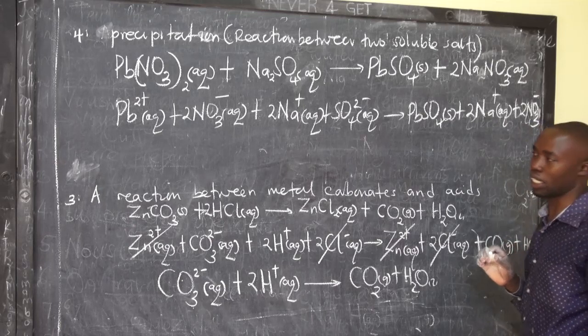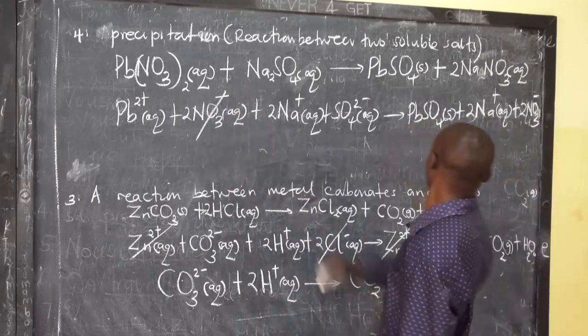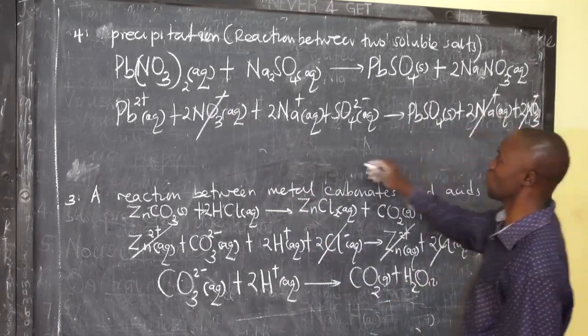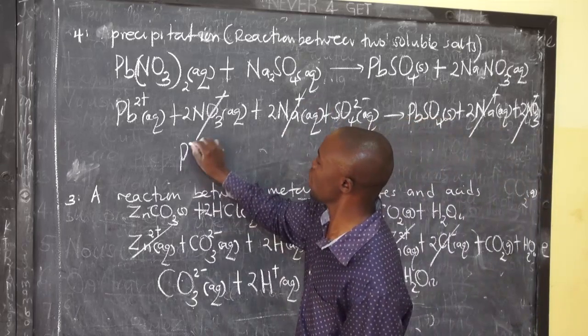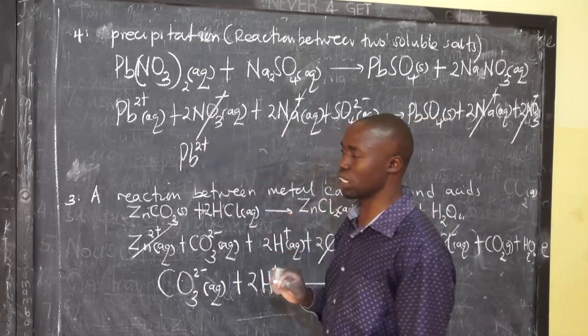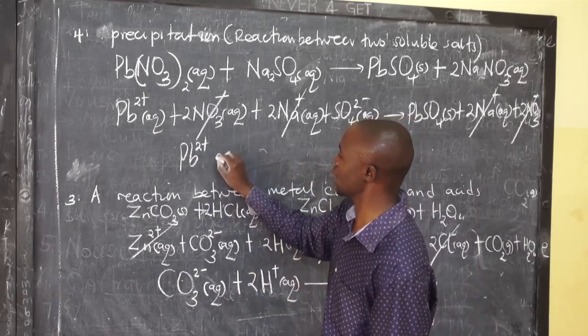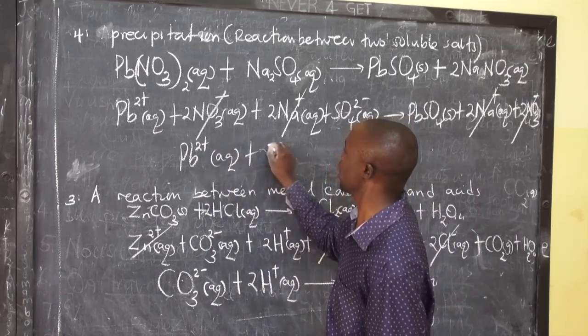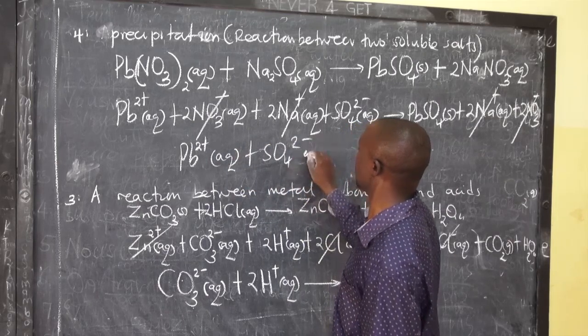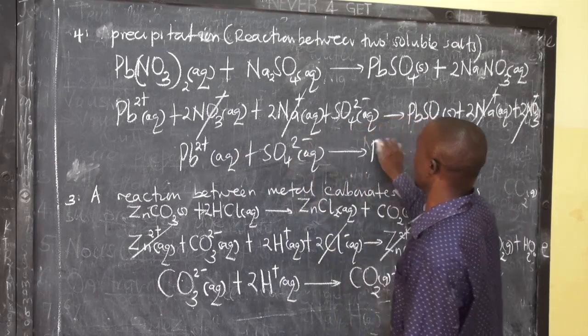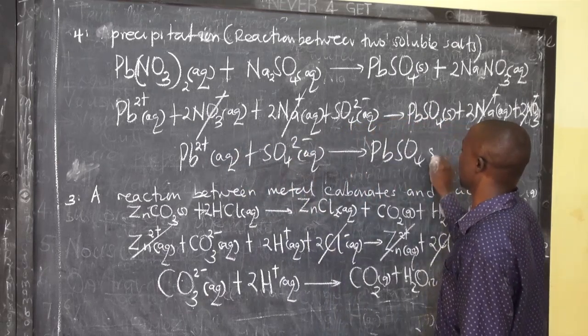So we cancel spectator ions. We have this canceling with that, and this canceling with that. So we remain with the ions which are spectator ions, which remain in the same form on both the reactant side and the product side. So we receive this, giving us the final ionic equation.